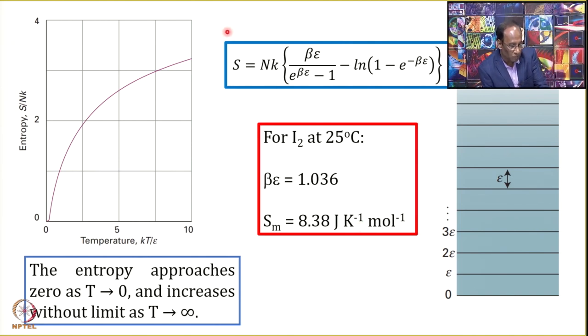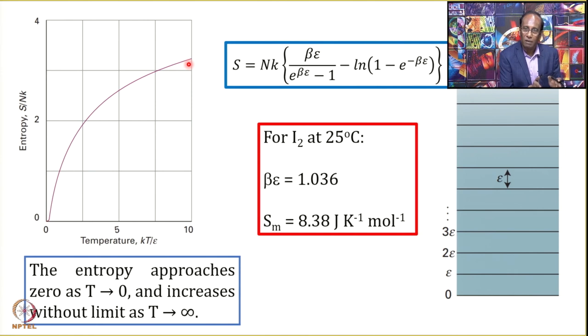But this expression permits you to connect the entropy with the temperature. And let us take a look at the plot over here. The plot is entropy S by NK. You can take NK to the other side and plot S by NK versus KT by E. This is one way of plotting. Essentially, you are plotting entropy versus temperature in some other form. And from the plot, you see that when temperature approaches zero, the entropy also approaches zero. And as the temperature increases, the entropy also increases without limit.